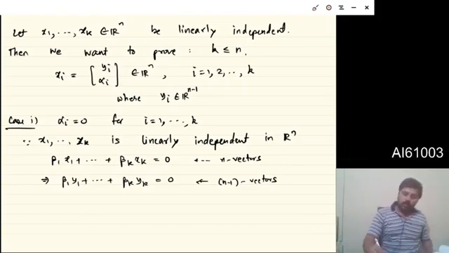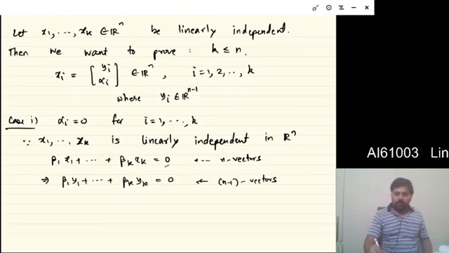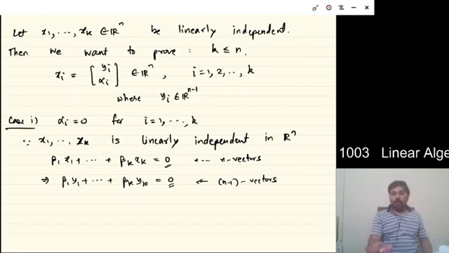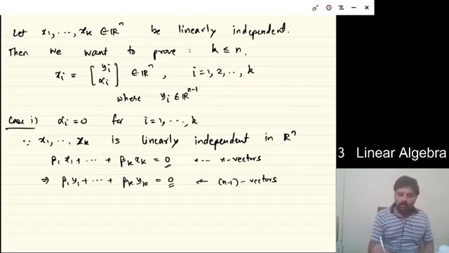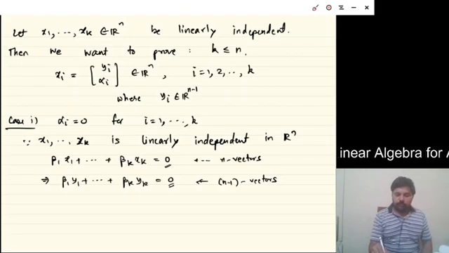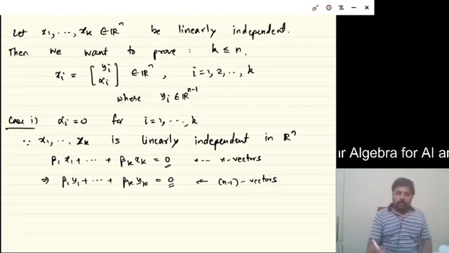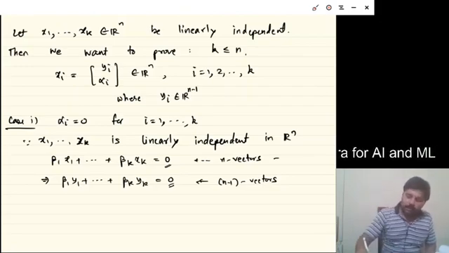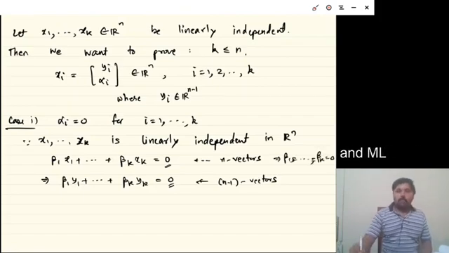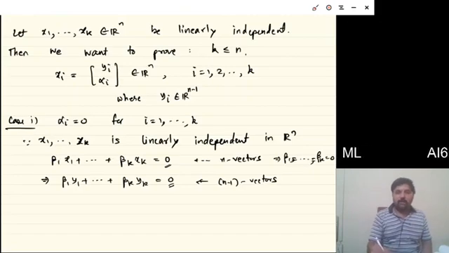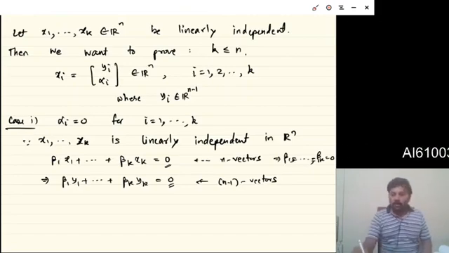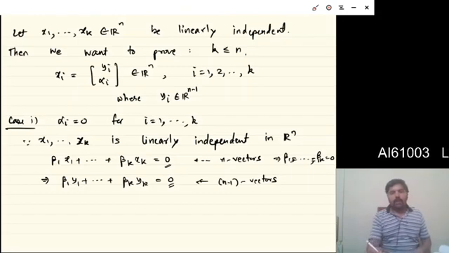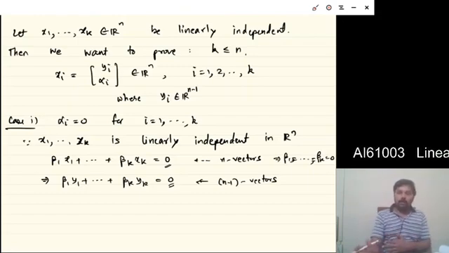So this 0, the first equation, actually is in Rn, while this 0 is in Rn minus 1. I hope you understand this. What can you say? All the beta i's are equal to 0 because x1, x2, xk is linearly independent. This implies that beta 1 equal to beta k equal to 0. But the second equation is telling us that because beta 1 equal to beta k equal to 0, y1 up to yk also is linearly independent in Rn minus 1.